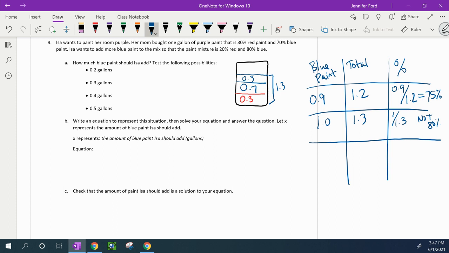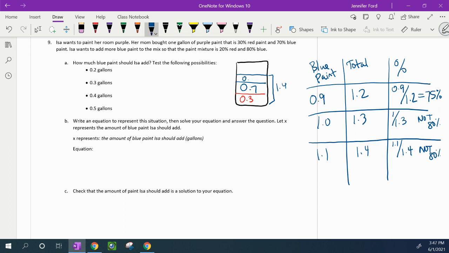And then for the next one, 0.4 gallons, 7/10 and 4/10, 7 and 4, 7, 8, 9, 10. Oh, right, 1.1. And 1.4. And again, 1.1 divided by 1.4 is not 80, but I believe it's getting closer. It's like 78 or 79%. It's pretty close, but it's not exactly right.